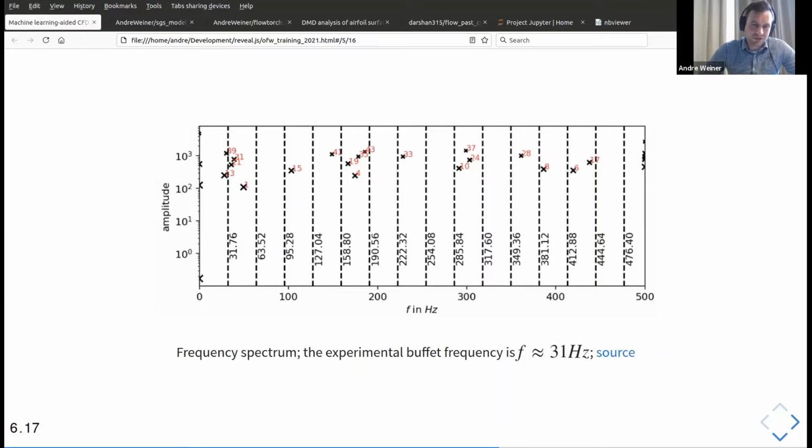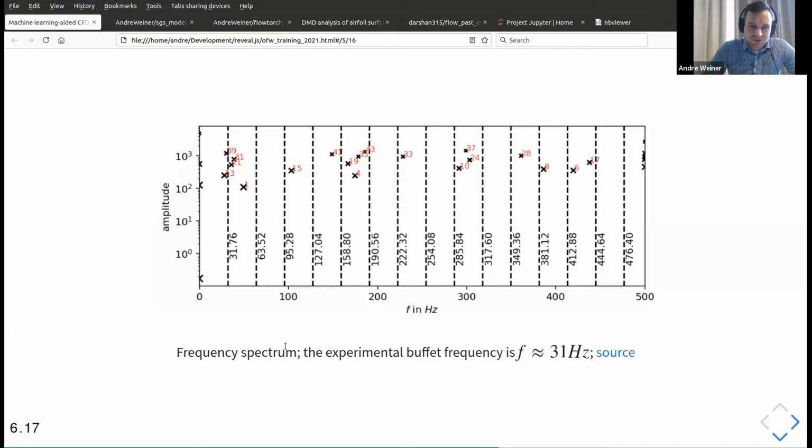What we are going to do next is pick out some of these modes based on the size of the markers and their location, and analyze those modes. Here you see, for example, the modes 1 and 13. They're really close to the buffet frequency, and they're also rather large. There are also some other modes that would be interesting to analyze.